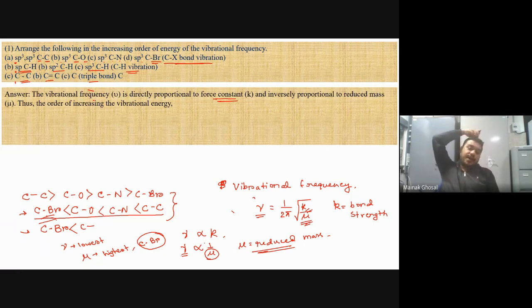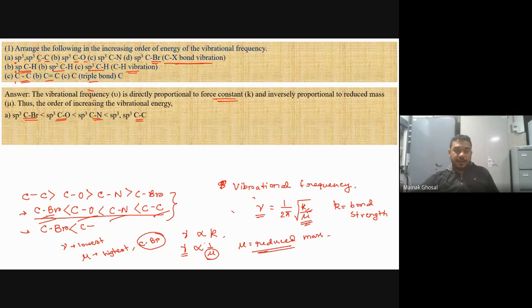Now you need to find the other three. Among the other three, which one will have higher molecular weight? Carbon, oxygen, nitrogen. This is oxygen, this is nitrogen, and this is carbon. This is the answer. First will be CBr, which will have higher mu, that is reduced mass, which corresponds to lower vibrational frequency. Second will be the carbon oxygen bond. Third will be CN, and fourth will be the CC bond.